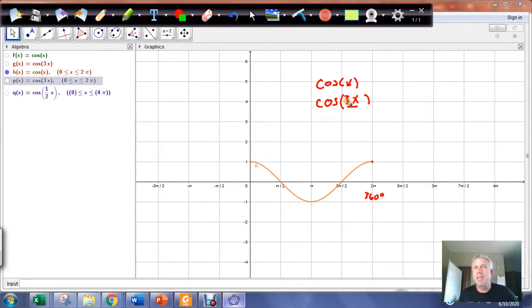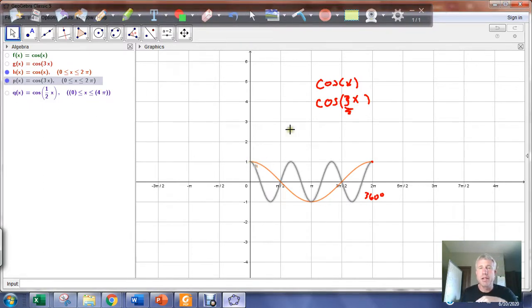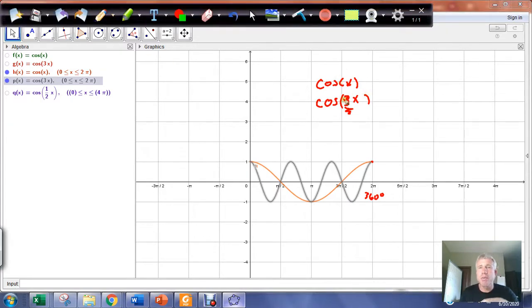And what's going to happen is this is actually going to compress the graph by a factor of 3. The idea is that multiplying an input variable by 3 makes the input variables 3 times bigger. It should make everything that happens to the graph happen 3 times faster than what is usual. So when I graph the cosine of 3x, this is what it looks like right here. And what you'll see is it's 3 times faster than the Toolbox function cosine of x.